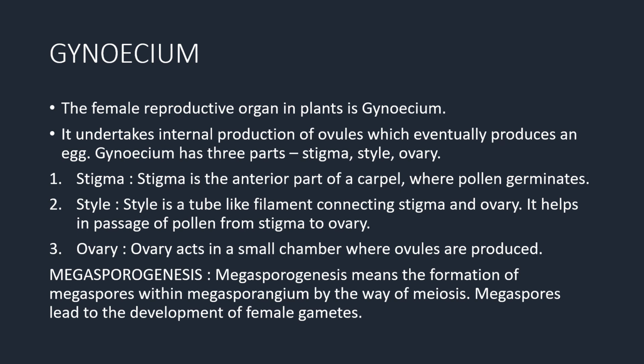Style is a tube-like filament connecting stigma and ovary. It helps in passage of pollen from stigma to ovary. And ovary acts as a small chamber where ovules are produced. It is generally hidden inside the carpel of the flower.